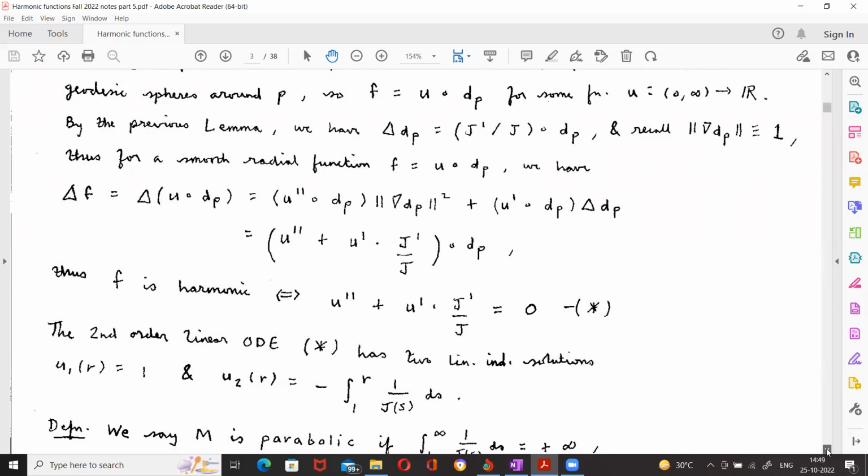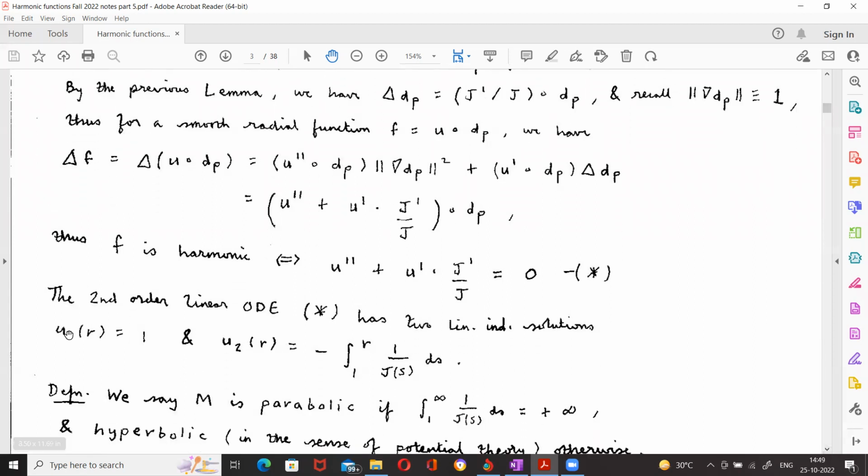So one solution is the trivial solution, u equal to a constant. That will just give you the constant functions, which are of course harmonic and radial. And the other solution is non-trivial. This is the integral of 1 over j. You can see explicitly, you just plug this in, and it will solve this equation.